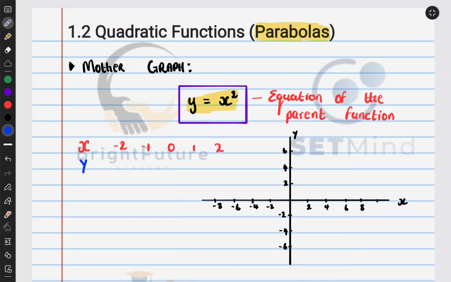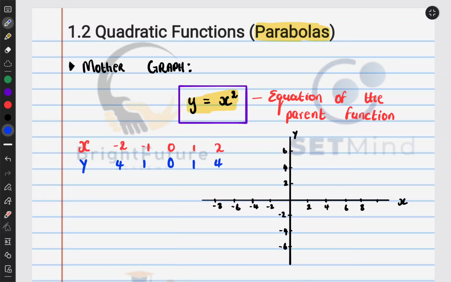Negative 2 squared is going to be 4. Negative 1 squared. Remember that to find the y values, we substitute the x values in the equation, so wherever we see x, we put the x values that we have here. So negative 1 squared will be just 1, and 0 squared will be 0. 1 squared will be 1, 2 squared will be 4.